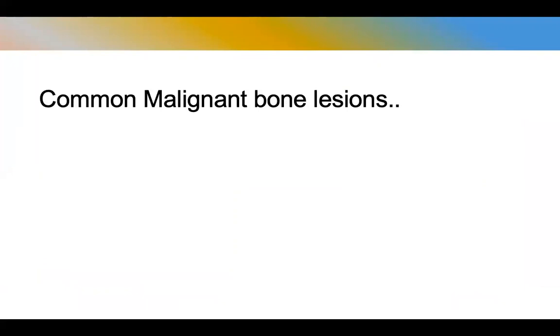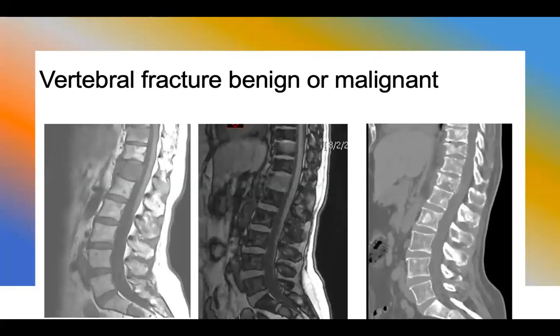We'll talk about some common malignant bone lesions now, mostly about the metastasis and multiple myeloma. And I've chosen to show you some cases of vertebral fractures because these are common and everyday problems in clinical and radiological practice. We see some weird looking vertebral bodies and we don't actually know whether the vertebral fracture is benign or malignant.